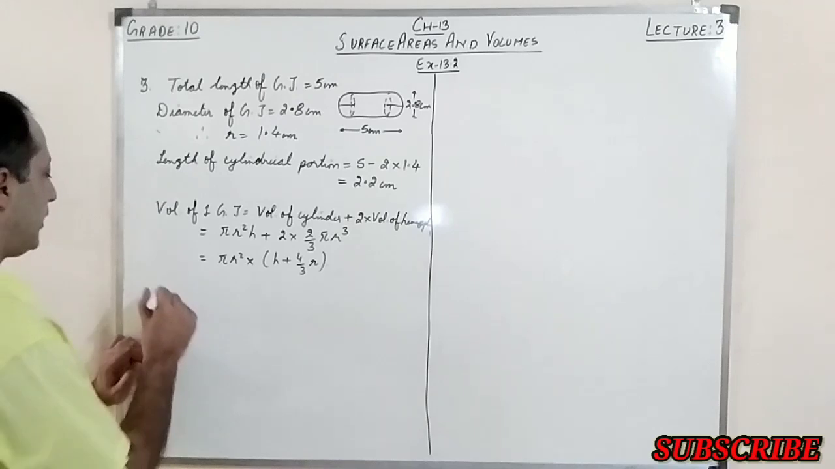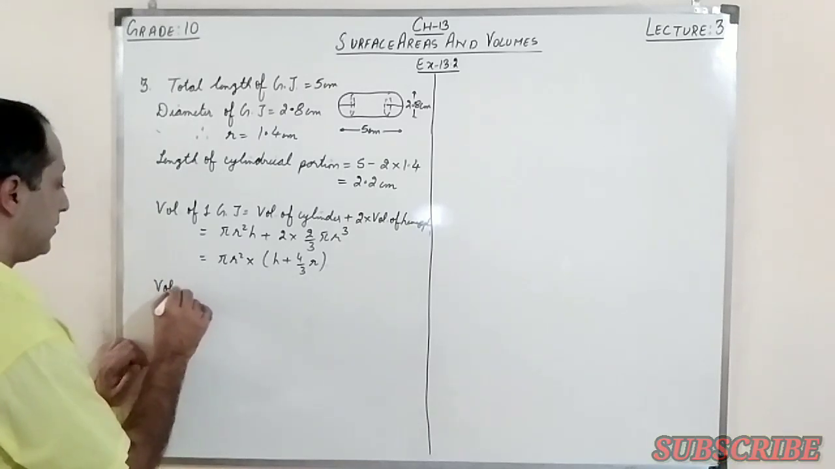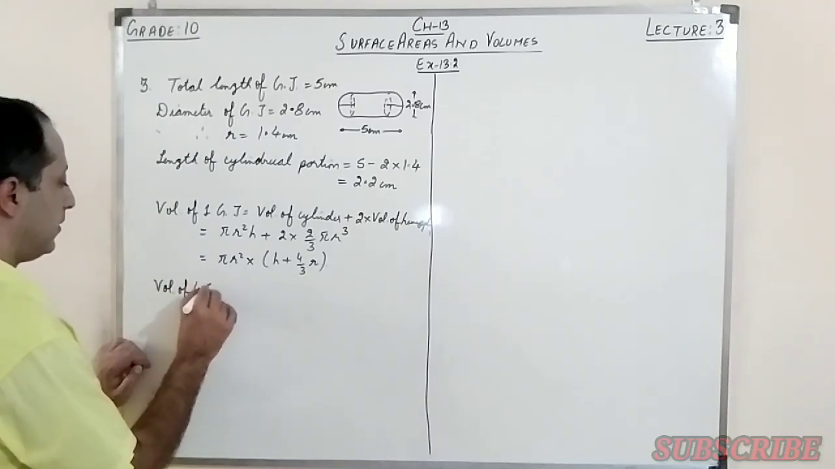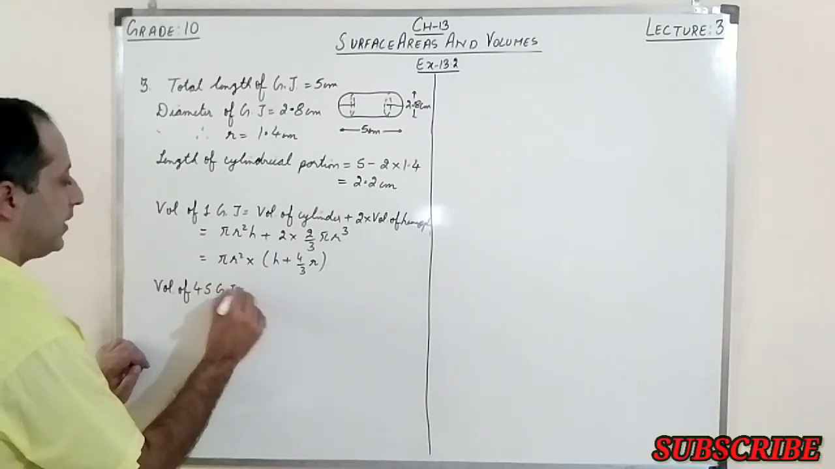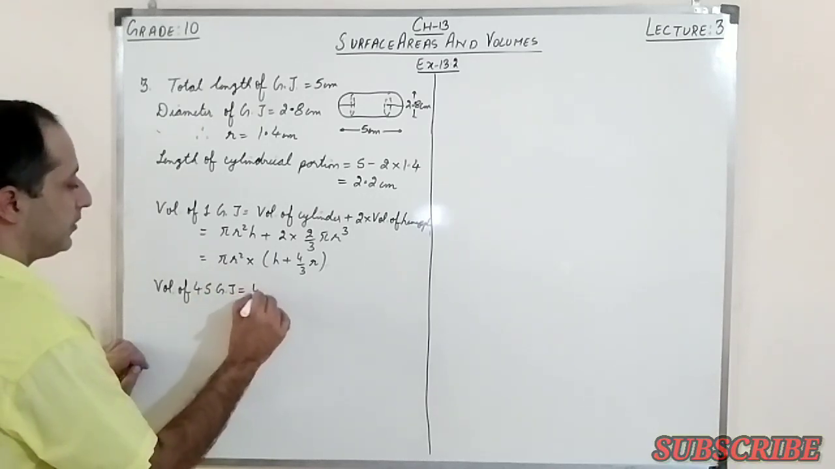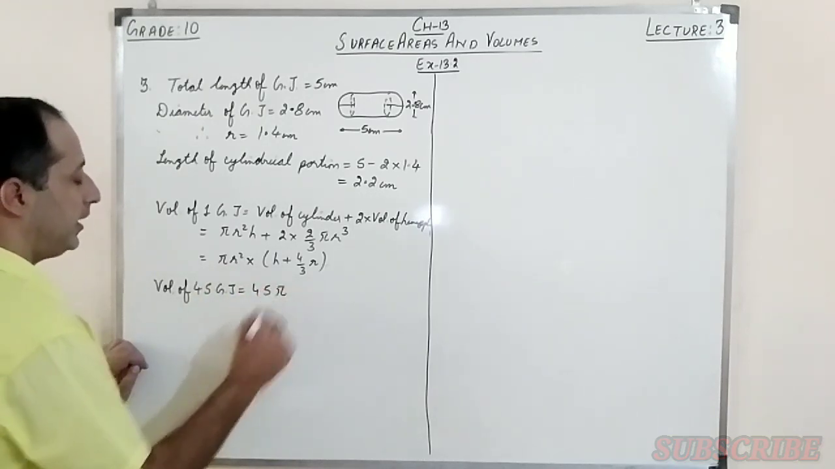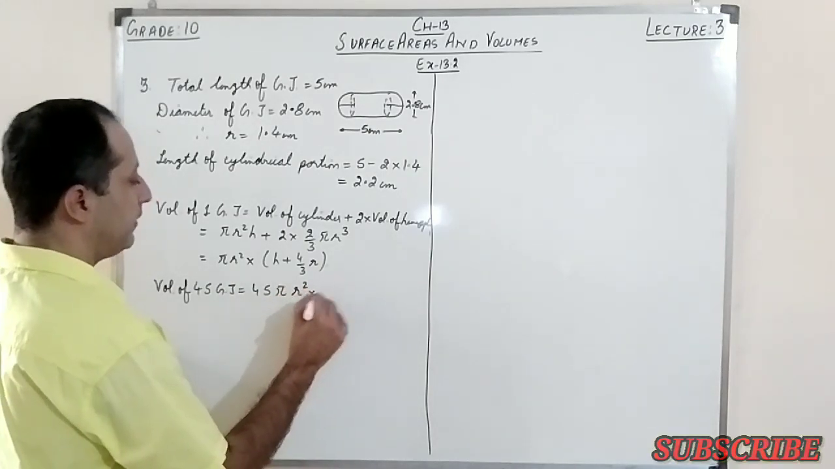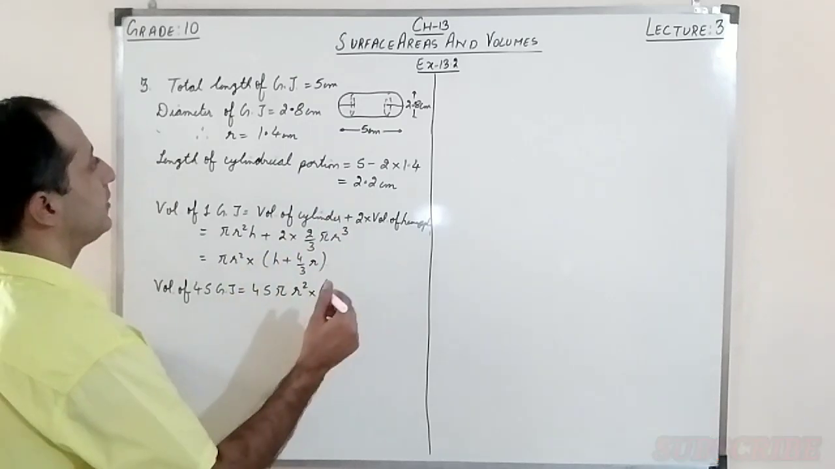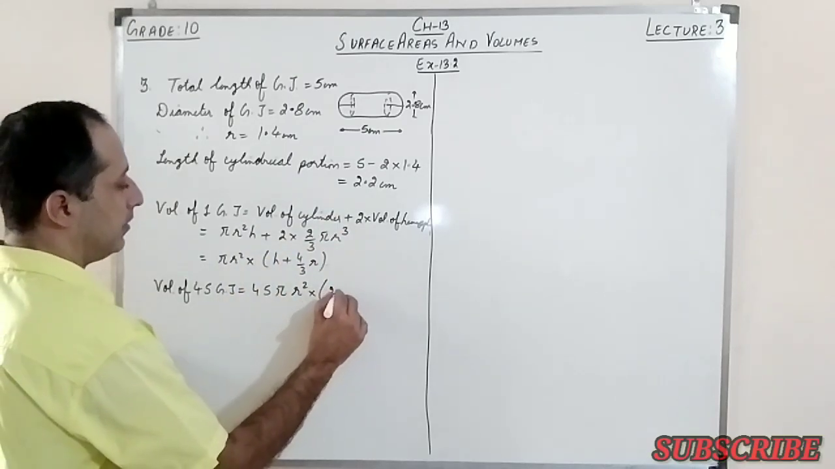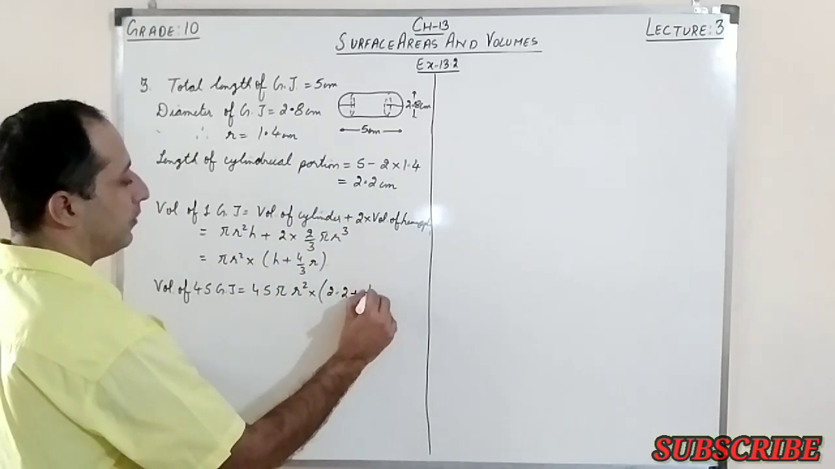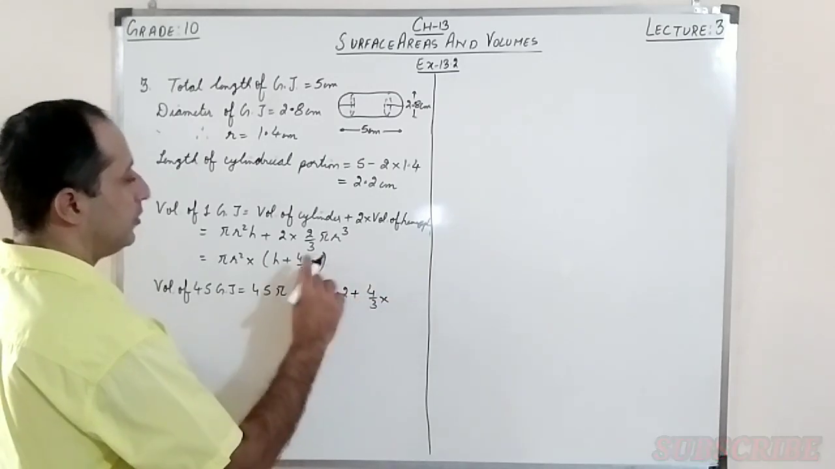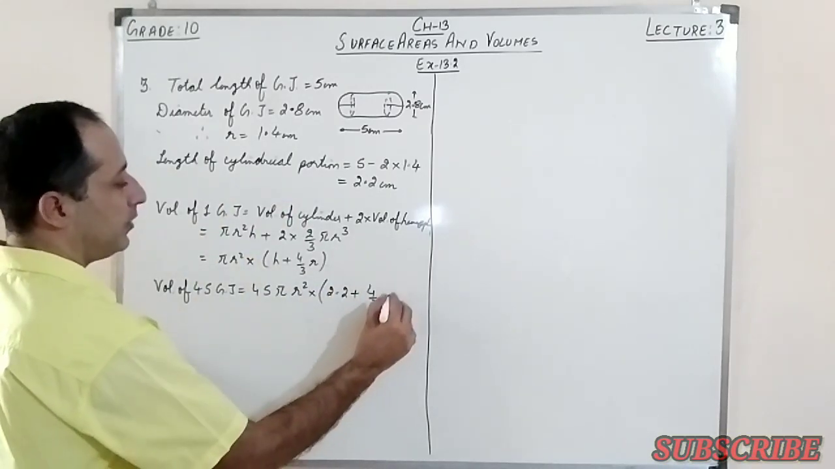Now the volume of 45 gulab jamuns, obviously we multiply it by 45. So this is 45 pi r square. Let's put the values inside the bracket to simplify it. H is given as 2.2 plus 4 upon 3 into small r, that is the radius, given as 1.4.